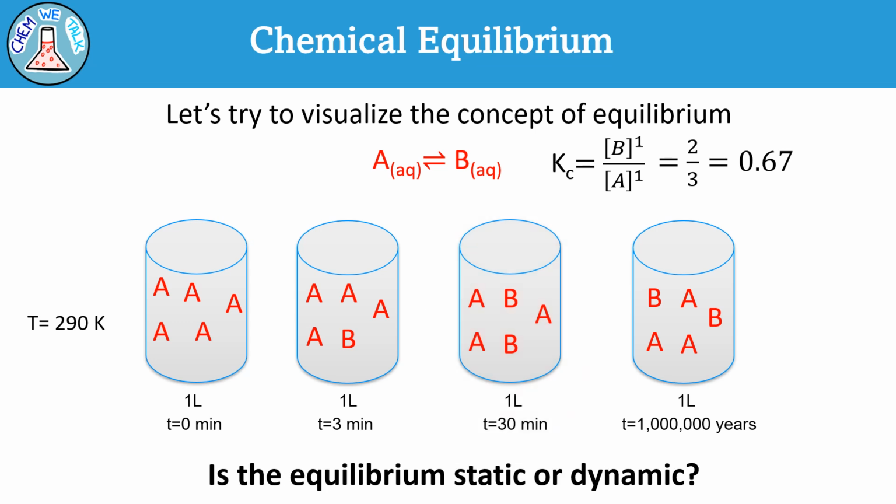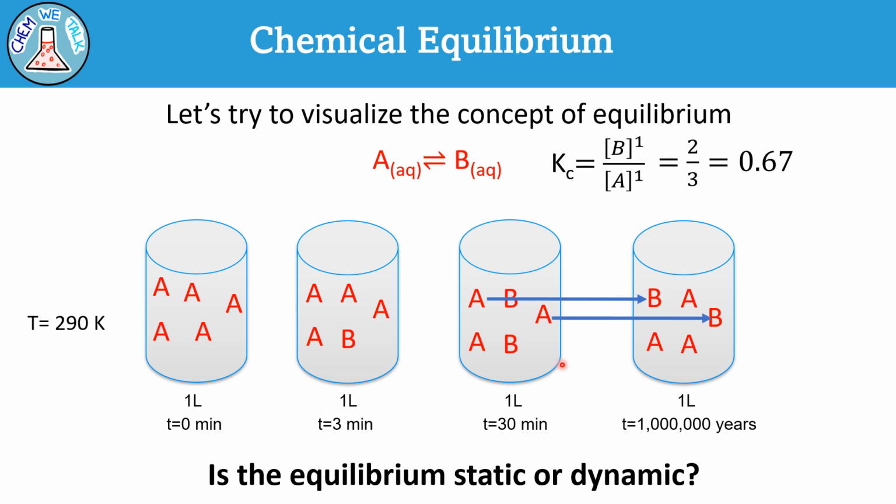Now let's go to a different concept. Is this equilibrium static or dynamic? And static, if you don't recall it, just means that something that's not moving, and dynamic is related to movement, so it's something that's actually going on. So if we compare beakers at 30 minutes and 1 million years, we can see that A, for example, became B from left to right.